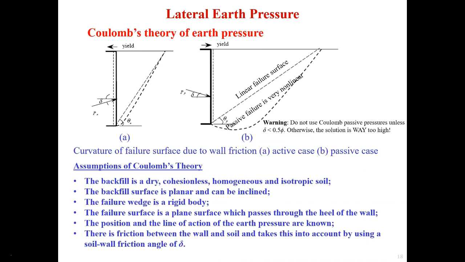We mainly use Rankine theory for the calculations, and this Coulomb theory is to provide more options for the analysis. So Coulomb method is a limit equilibrium method, and it can consider the wall and soil friction. Remember, for the Rankine theory, one limitation or assumption is that you have to assume it's a smooth wall, which means there's no friction between the wall and soil, but that's not the case for Coulomb theory. So Coulomb can consider this friction and even a non-vertical wall. The wall could tilt this way, or the wall could tilt in this way.